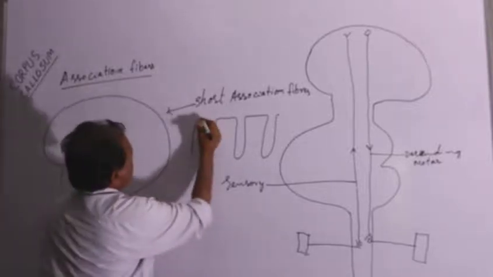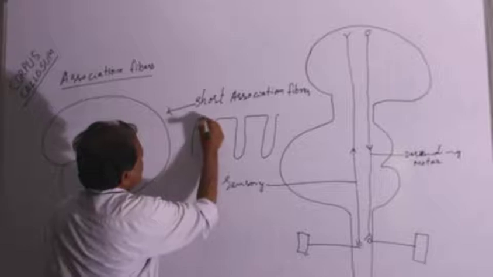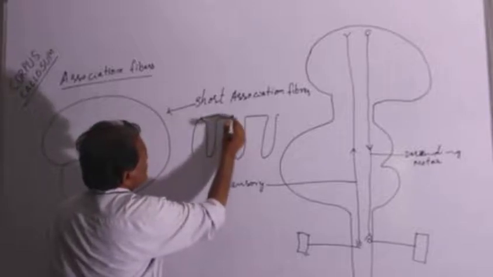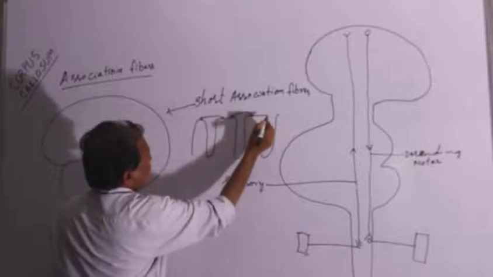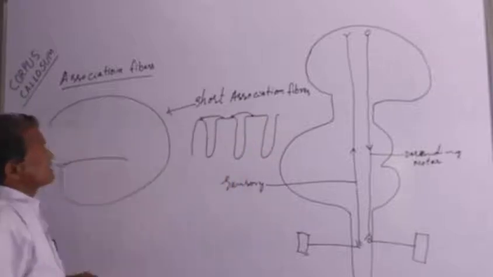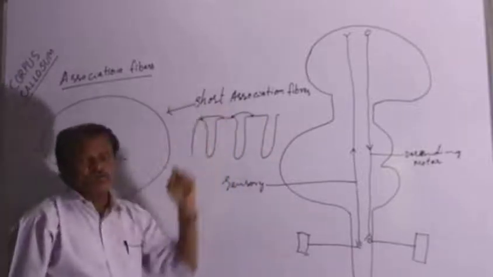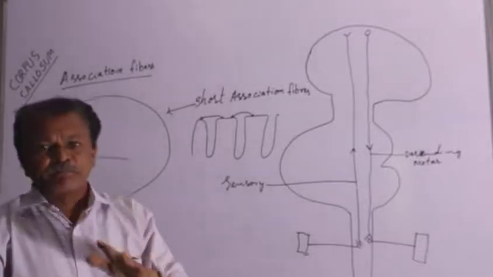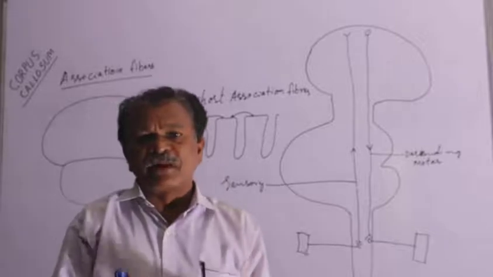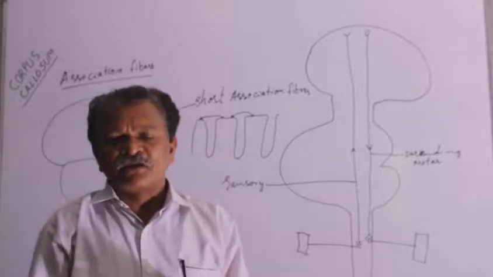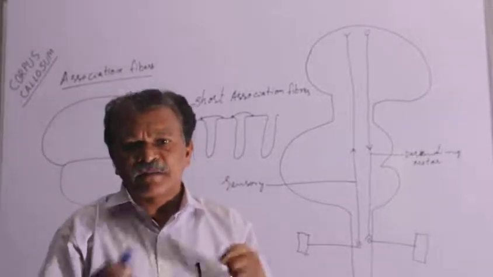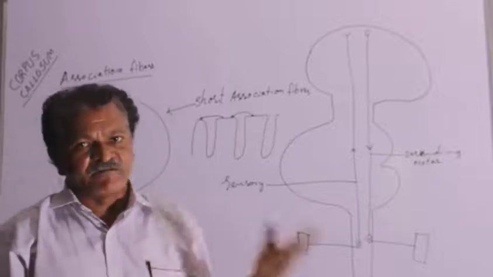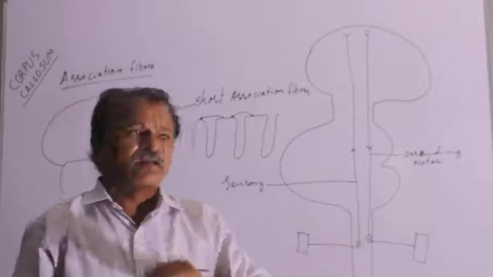So this elevated part starts from here and connects to here. Then it starts from here and connects to the neighbor. So these are called short association fibers. Association fibers connect areas within the same cerebral hemisphere, and they do not connect the right side with the left side or the left side with the right side.